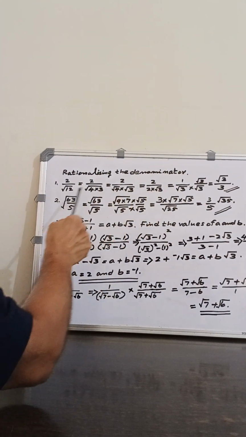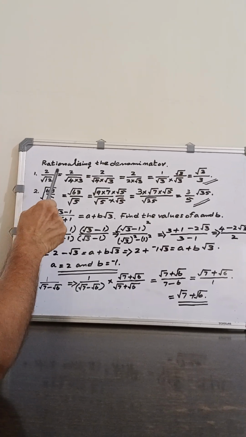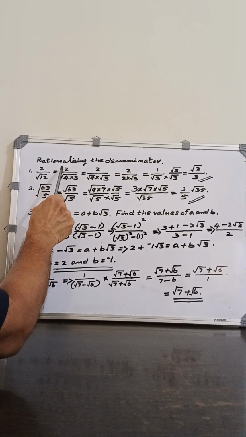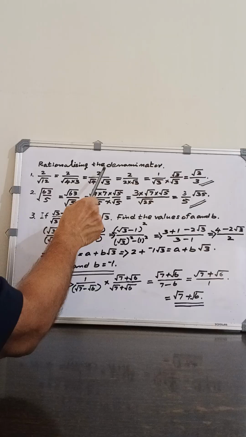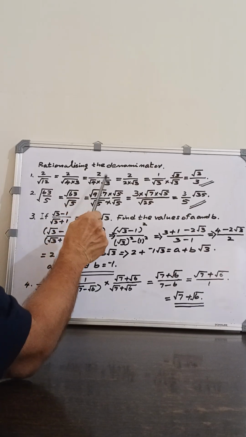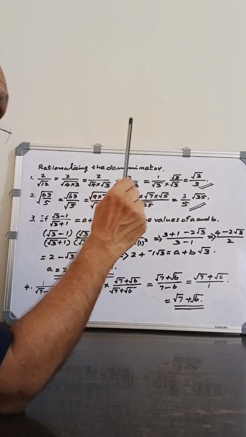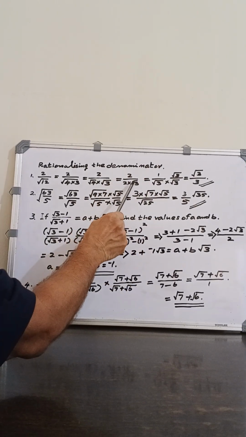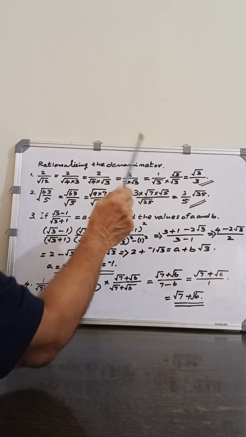Here, rationalizing the denominator of 2 by root 12. The denominator is root 12. Root 12 means root of 4 into 3, that is root 4 into root 3. Root 4 is 2. Why? Because 4 is a perfect square. Therefore, 2 by 2 into root 3. The 2 and 2 cancel. Therefore, 1 by root 3.